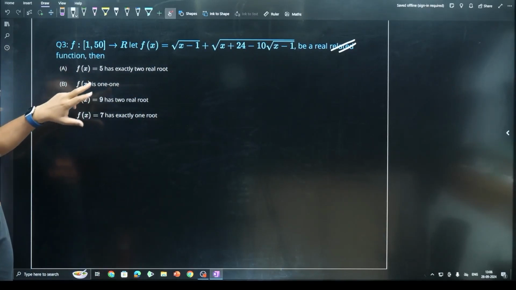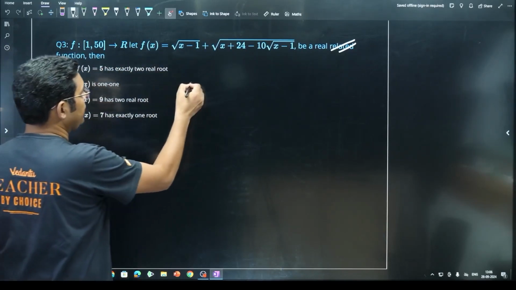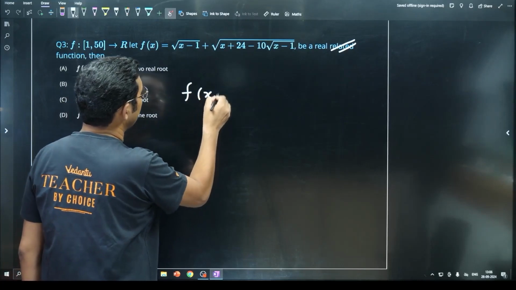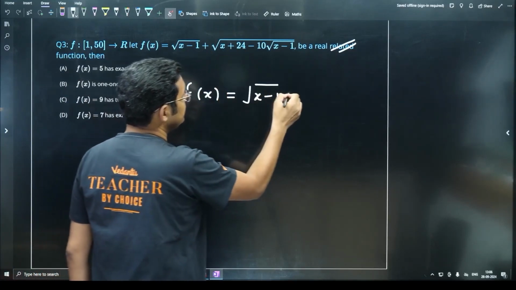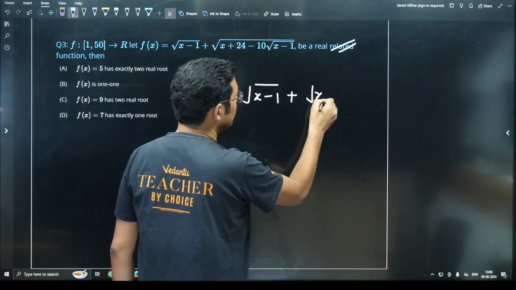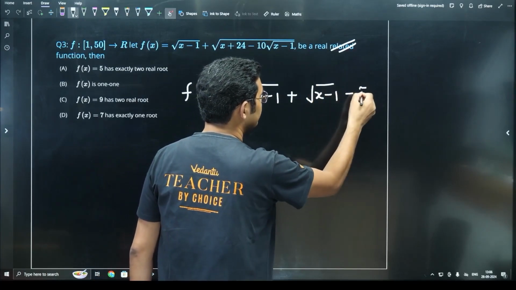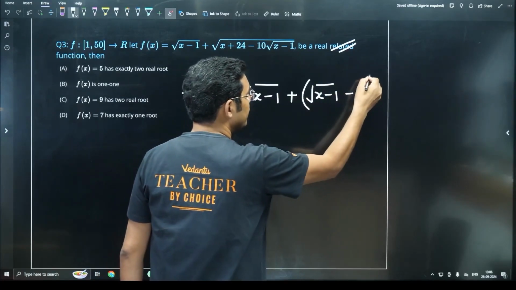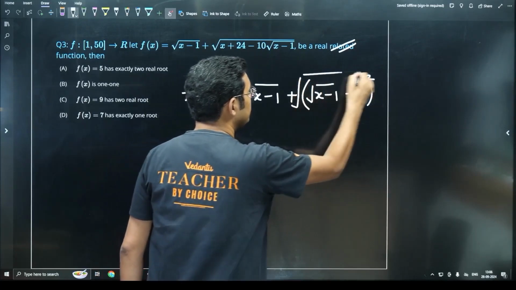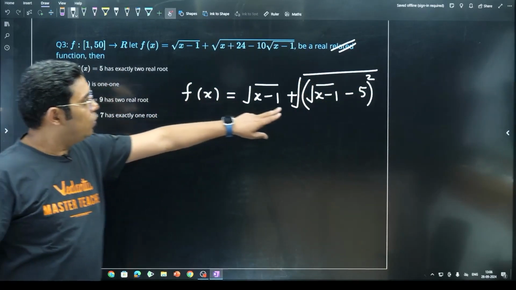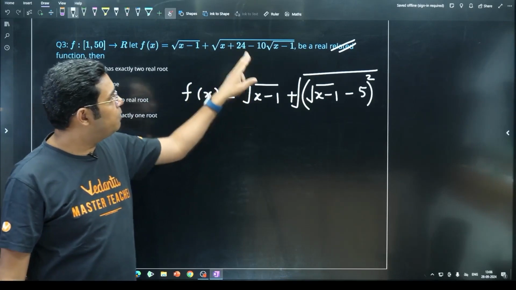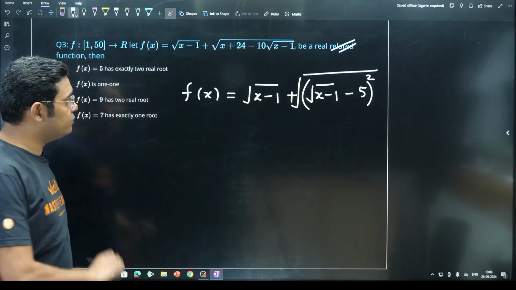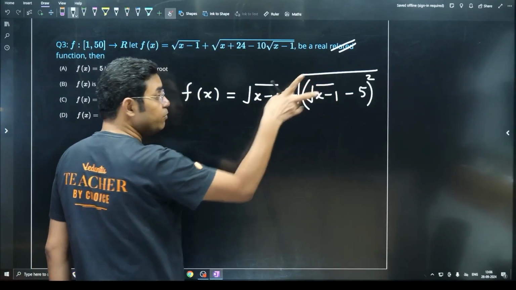Here this expression, if we check, it comes out to be f(x) equal to under root of x minus 1. This is as it is. This one you can check, it is actually under root of (root of x minus 1 minus 5) whole square inside, and then you have to place the under root on it. You can check, the whole square of this will be x minus 1 plus 25, so it will be x plus 24 minus 10 into root of x minus 1. So we will be writing this as the mod of this thing.